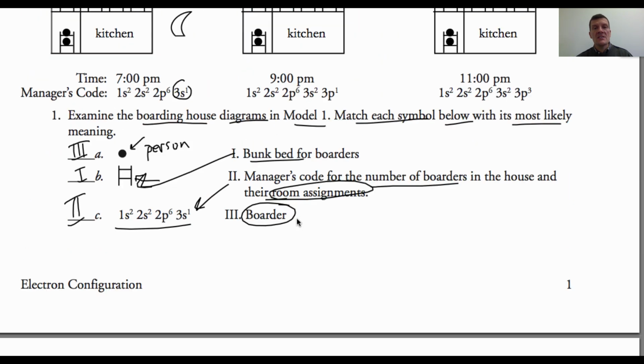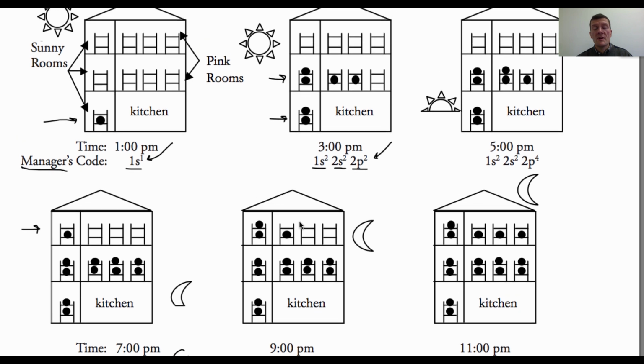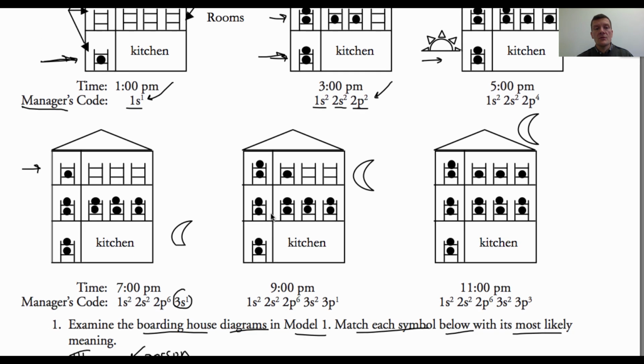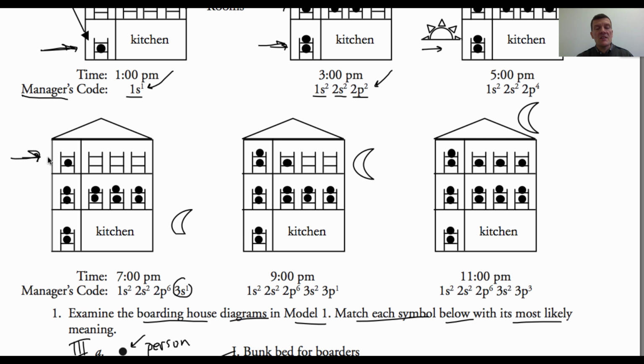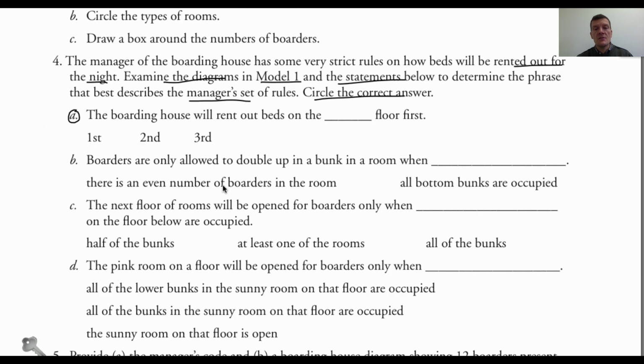Well, as this house got fuller and fuller, as more and more people came, you'll notice that he filled the lower levels first. So floor 1 got full, then floor 2 got full. He's not going to put anybody in the third floor until the first 2 are full. Okay? So you're going to fill the first floor first.